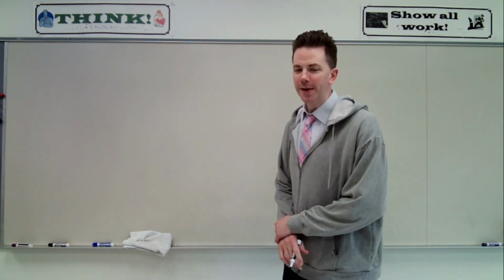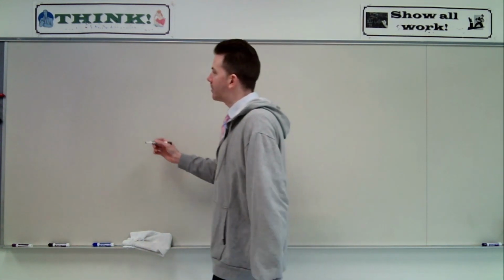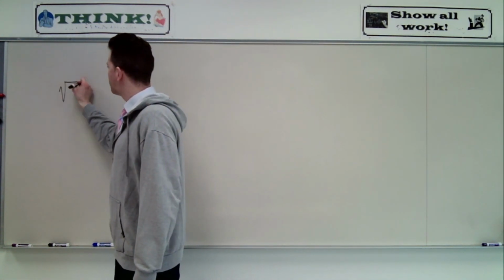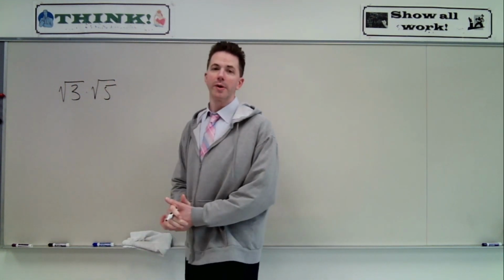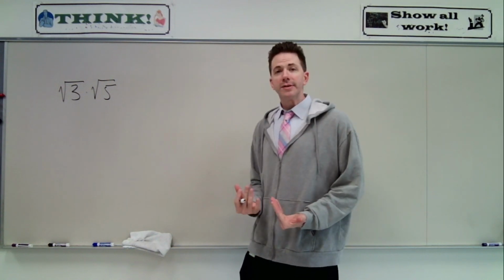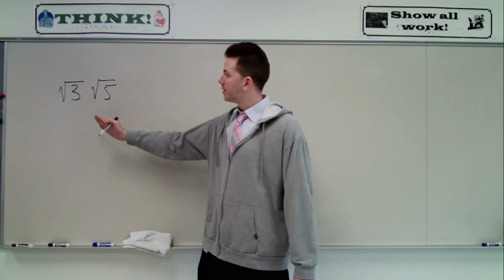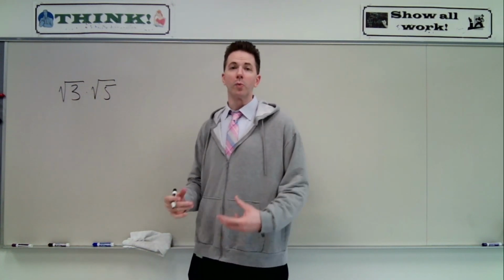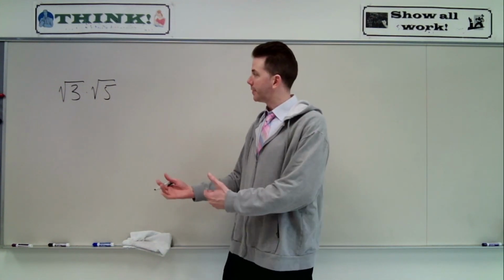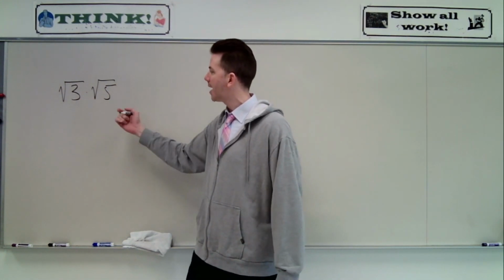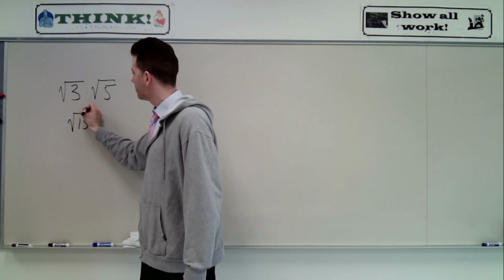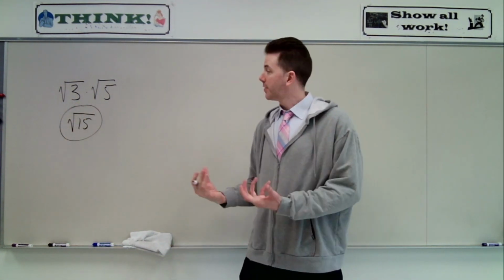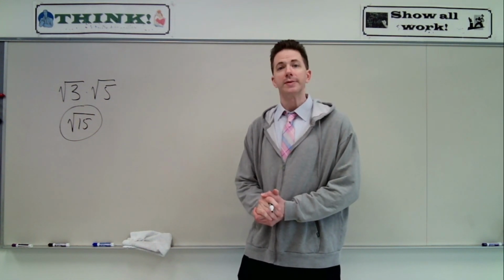Let's get started. To begin, we're going to look at a problem that might look like this: square root of 3 times the square root of 5. Now, what can we do to simplify this problem? Well, we can look at what's inside each radical, and we're allowed to multiply those together. So for this problem, we take 3 times 5 and get 15. So the answer would be the square root of 15. And there's nothing we can do to break down the 15, so that's where we stop.